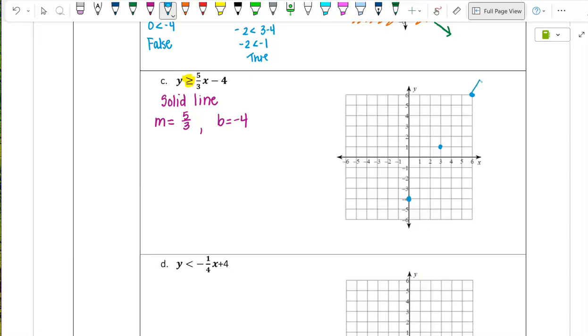So then I line them up with my straight edge, connect them. And again, this is a solid line. So this is going to look like an equality because again, everything on that line is part of the solution. But we don't want just the line. We want everything that is greater than or equal to that.